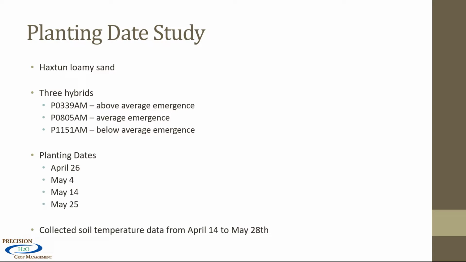So we wanted a hybrid in each category to compare those differences in grain yield based on the emergence and planting dates. We had four different planting dates: April 26th, May 4th, May 14th, and May 25th. Our target was an April 15th planting date, but weather kept us out of the field until April 26th. We also collected soil temperature data from May 14th to May 28th, and we'll talk about this in the next slide.